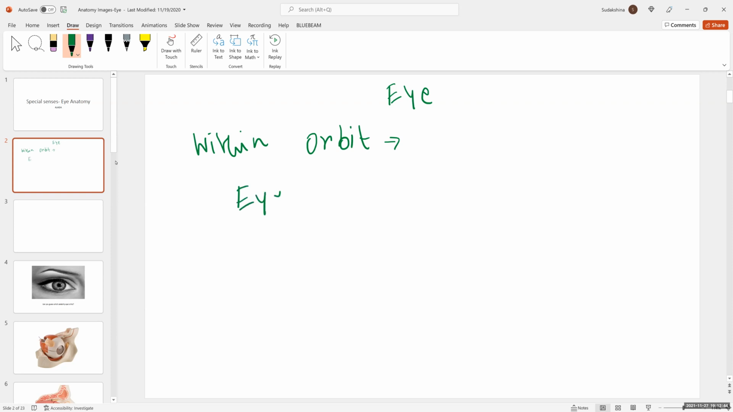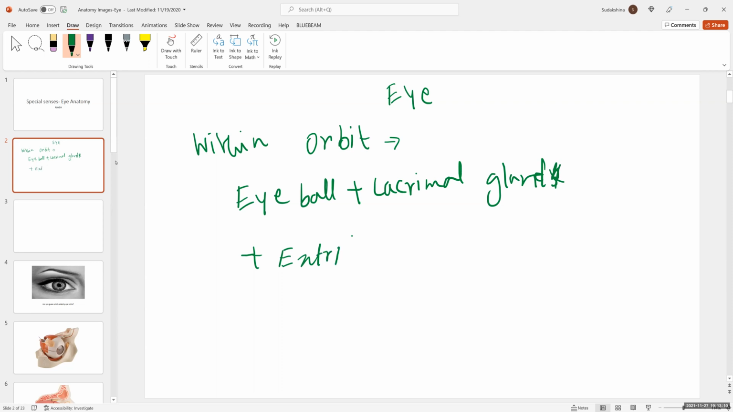You find the eyeball. Each eyeball is spherical, almost round, and smaller than a ping pong ball. You will also find the lacrimal gland, plus the extrinsic eye muscles. All of these are within the orbit: the eyeball, the lacrimal gland, and the extrinsic eye muscles.